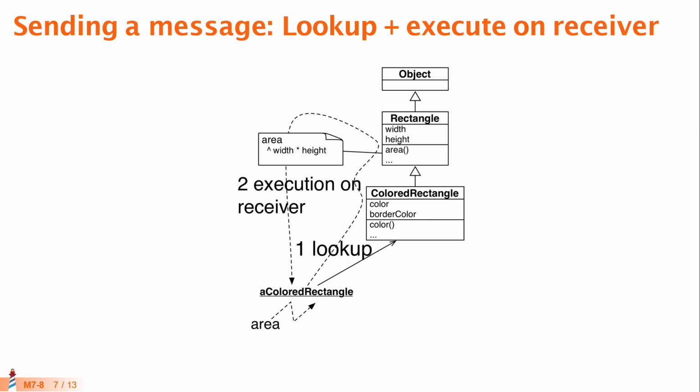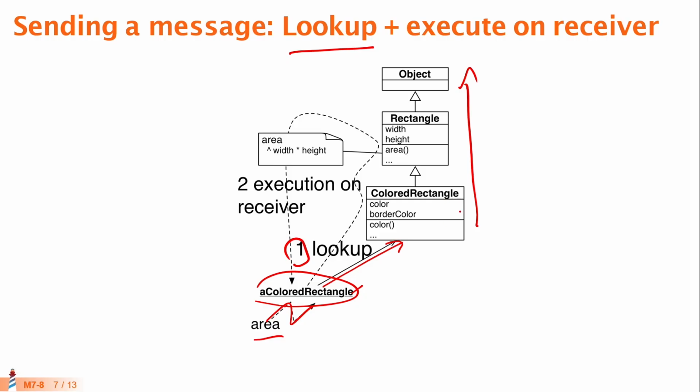Remember how method lookup works. If we have an object, in this case a ColorRectangle, and we send a message, like in this case area, first what we're going to do is the lookup. So step number one: we take the receiver, which is a ColorRectangle, and take its class, the ColorRectangle class, and we start the lookup from there. Starting from the class, we go up in the hierarchy, looking for the method that corresponds with the expected selector. So here we are looking for area.